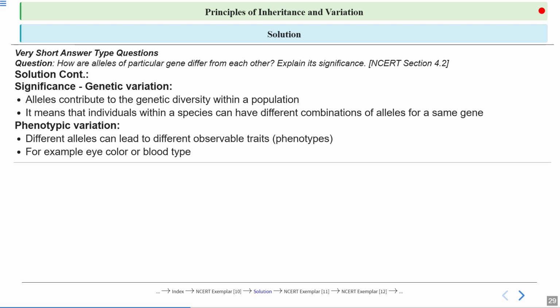Blood type is a very good example. There are three alleles for the gene I. Gene I controls the blood group system. So there are three alleles, and different combinations of these three alleles give rise to four phenotypes, which are blood group A, blood group B, blood group AB, and blood group O, and give rise to six genotypes.